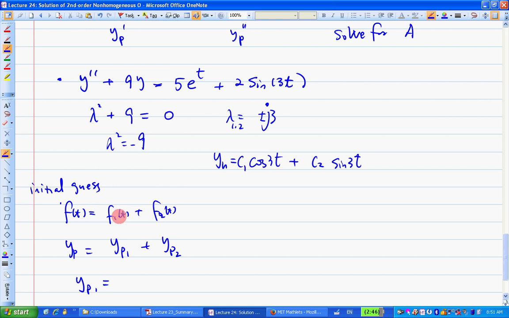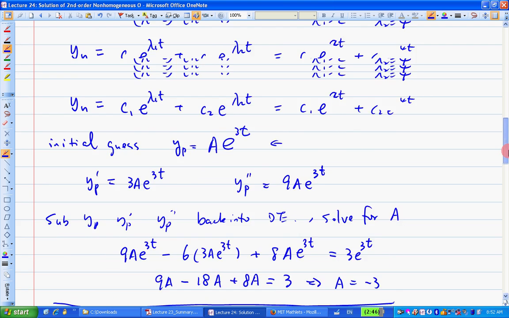IC1 correct to F1t. F1t is over here. So that's phi e to the power t. You look at your table, it's going to be a e t, right? And this doesn't duplicate any one of these here, so I'll just pick it as it is. Okay, so yp2, you pick yp2 according to 2 sine 3t.